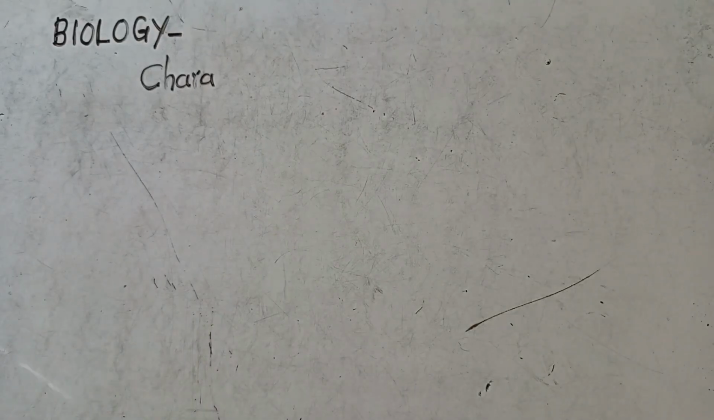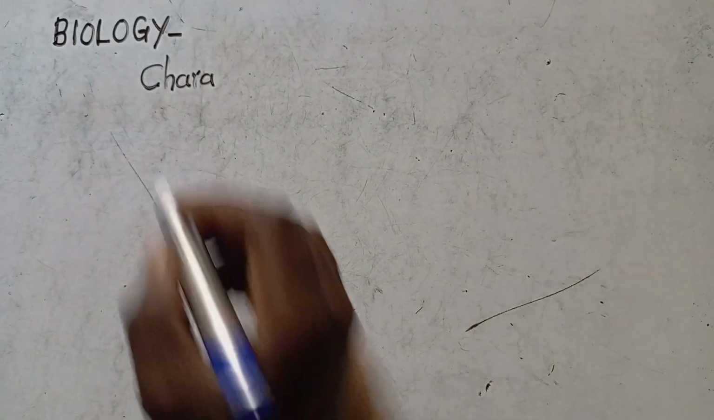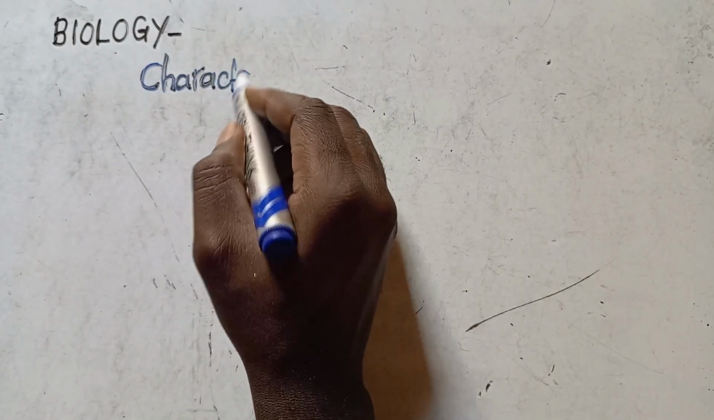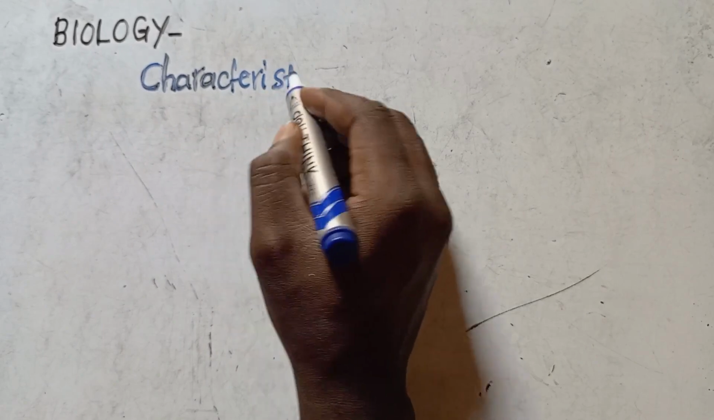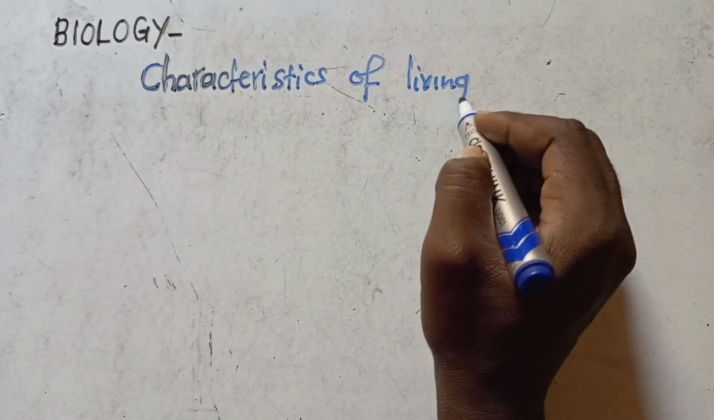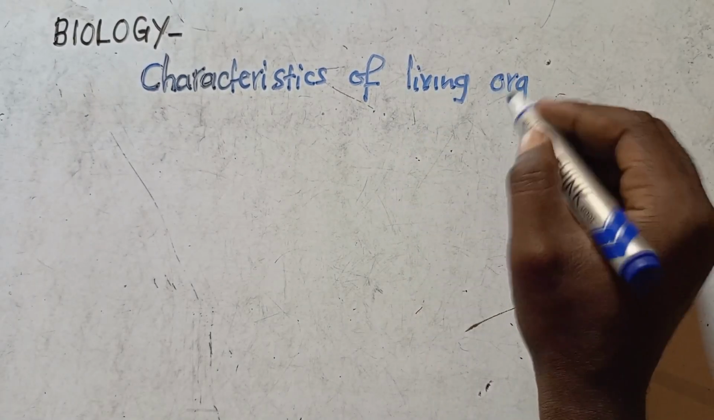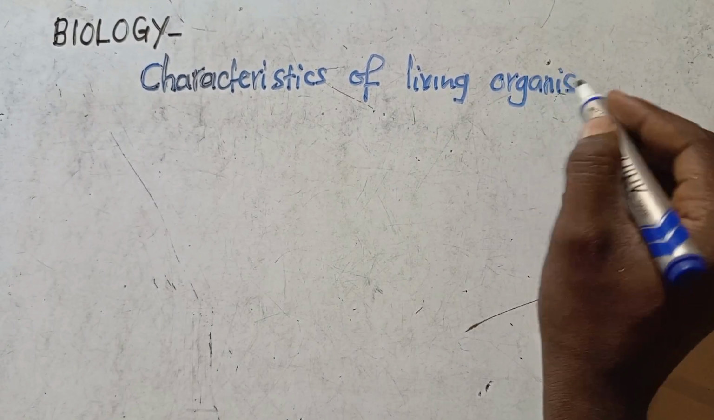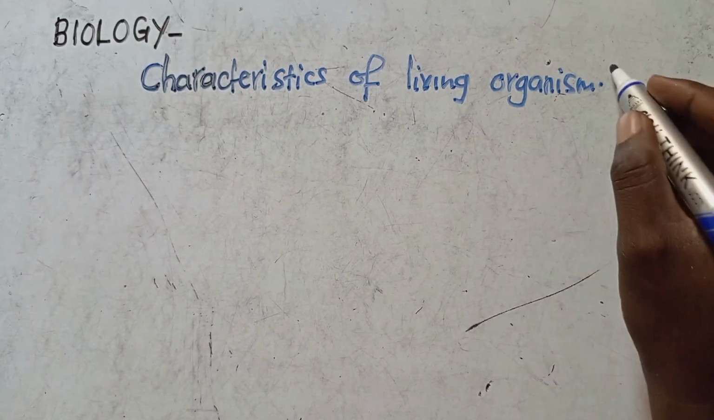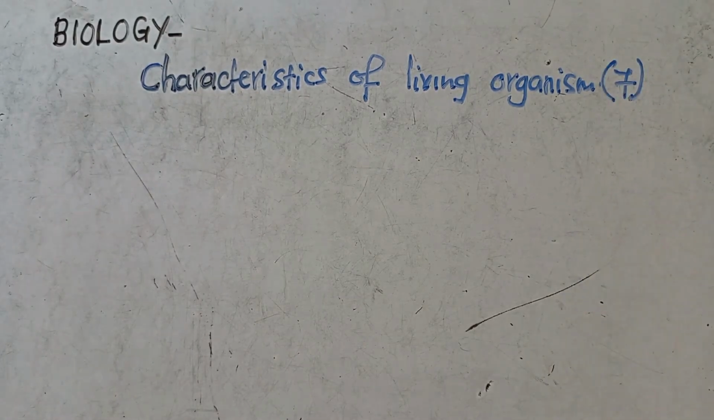So let me use a different marker. Let us look at the characteristics of living organisms. These characteristics of living organisms are the actual biology. Once you understand that there are about 7 characteristics of living organisms, once you understand them, then you know biology. You can even congratulate yourself that, okay, I've made it now.